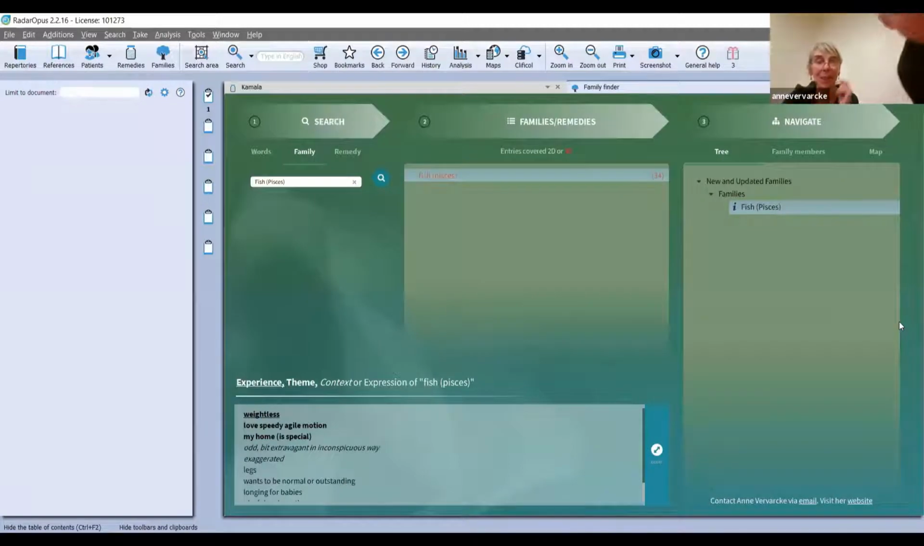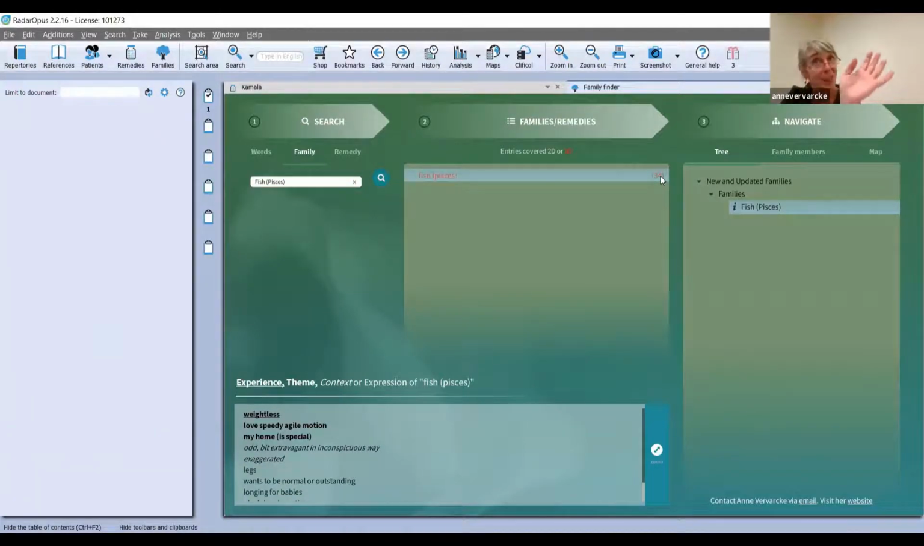Yeah, because now I have the family finder. So if you see fishes, it says 34 representatives. Now you see it's in red and some will be in black. The red is a new feature that means 3D. So whenever something pops up in red, it's 3D. Whenever a remedy pops up in black, it's 2D.